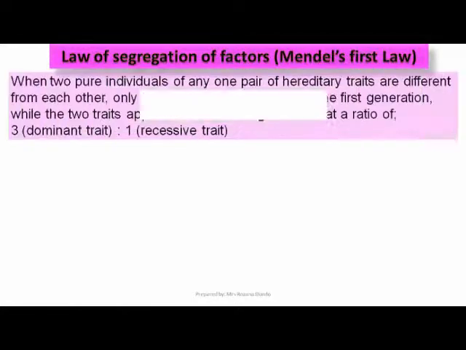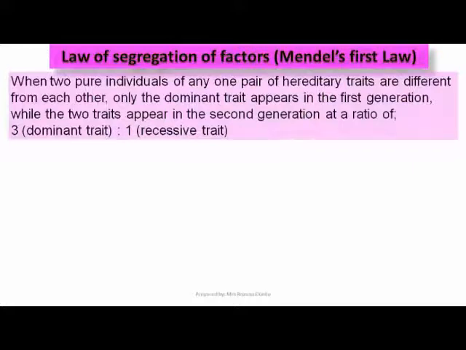However, all that Mendel said, he summarized in his law of segregation of factors, or as we call it, Mendel's first law. When two pure individuals of any one pair of hereditary traits are different from each other, only the dominant trait appears in the first generation, while the two traits appear in the second generation at a ratio of 3 dominant traits to 1 recessive trait.